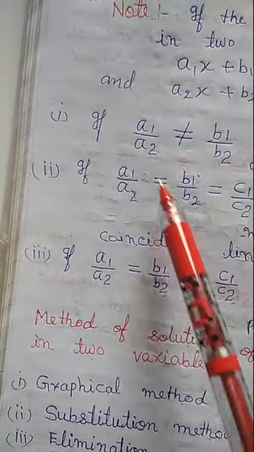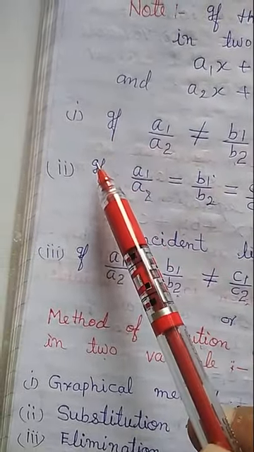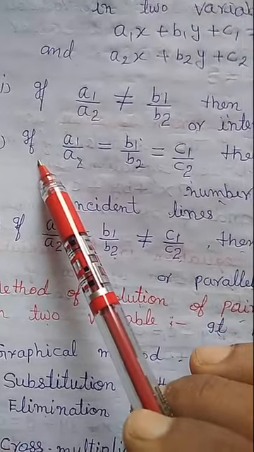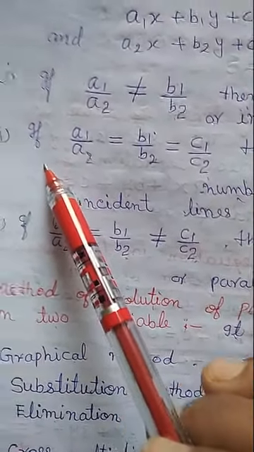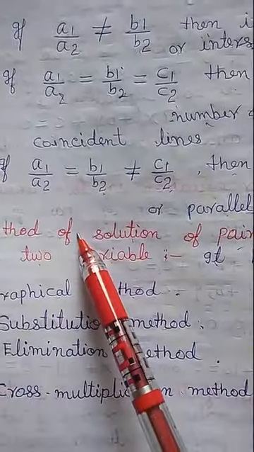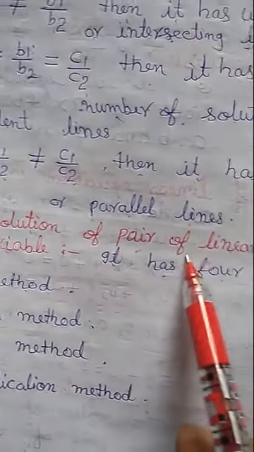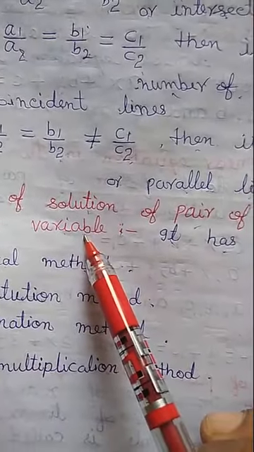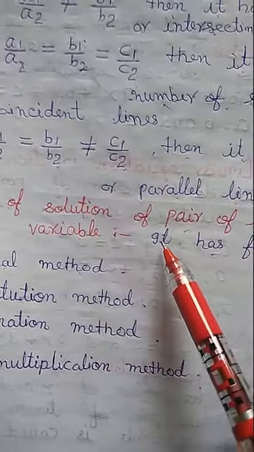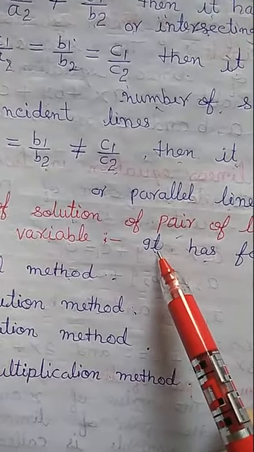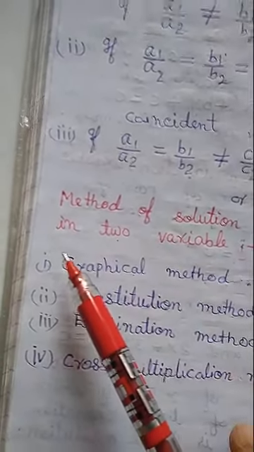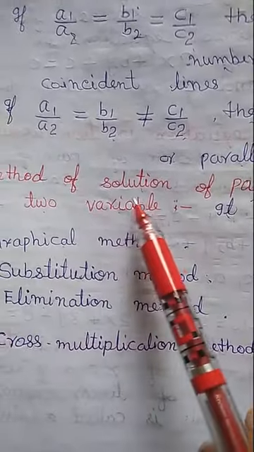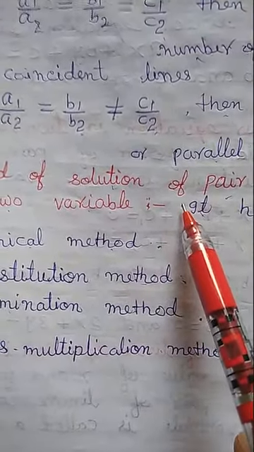Students, there are three natures of the pair of linear equations in two variables. To find the solution of a pair of linear equations in two variables, according to your syllabus, there are four methods.